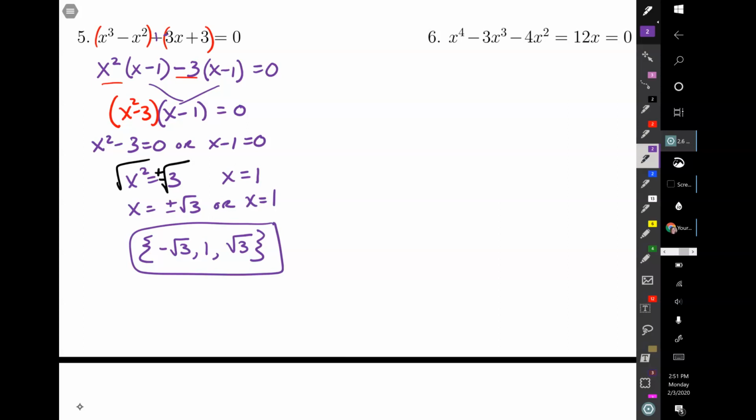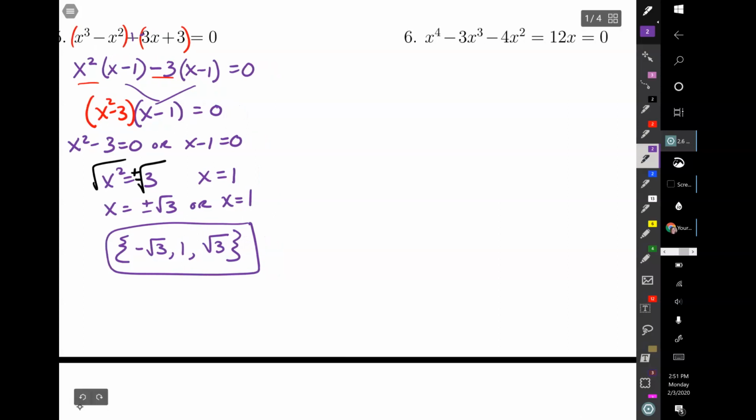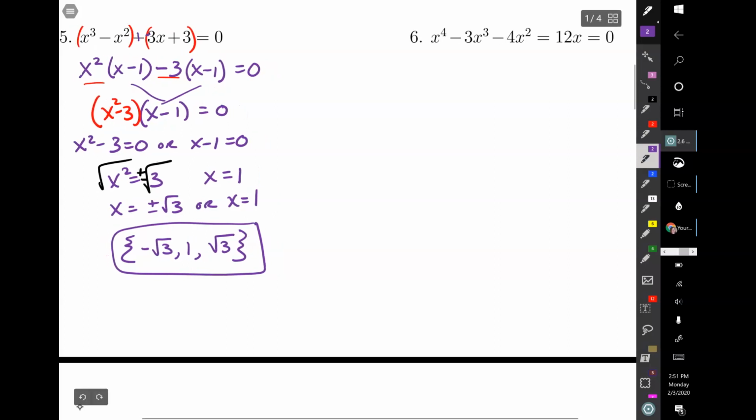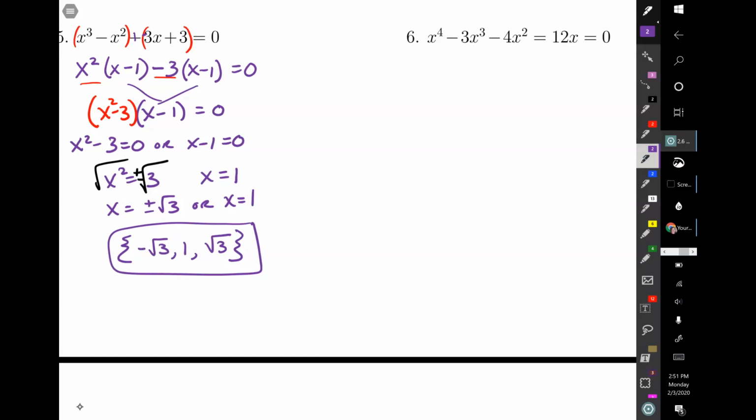Now number 6, you'll notice has a little typo in there. So we have x to the 4th minus 3x cubed minus 4x squared, and that should be a plus 12x. Okay, plus 12x equals 0. So sorry about that. Do make sure you go ahead and fix that if I haven't edited it before you get this and print it.